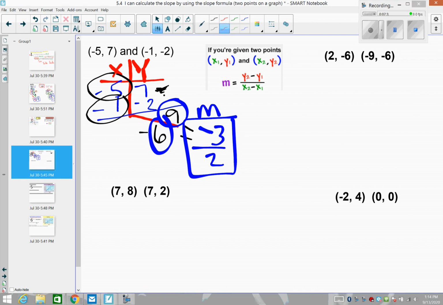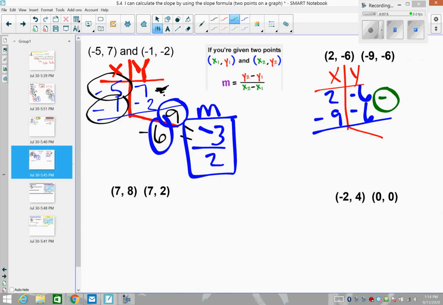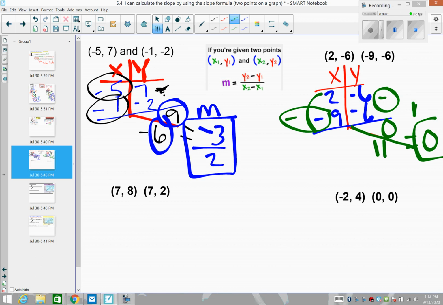Next problem. All right, let's set it up in our table. So we have our x, we have our y, and we're going to make our fraction down here. In our table, we have 2, negative 6, and we have negative 9, negative 6. We subtract the y's first because that's the change in the y. Negative 6 minus negative 6 becomes 0. You can type that in your calculator if you're not quite sure how I got that. Subtract over here. 2 minus negative 9 becomes positive, is 11. And what is the slope of this line then? 0. Because 0 divided by anything is 0.